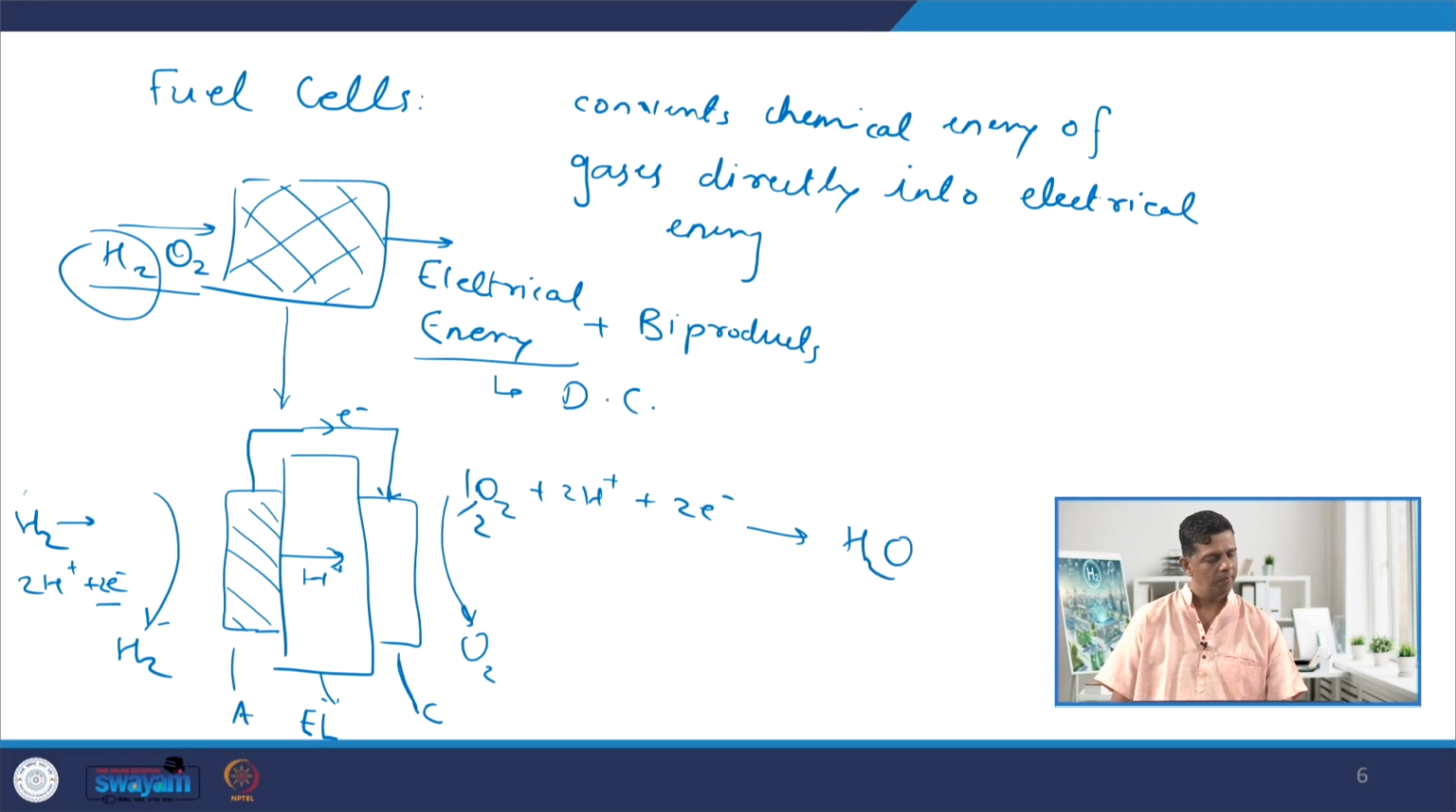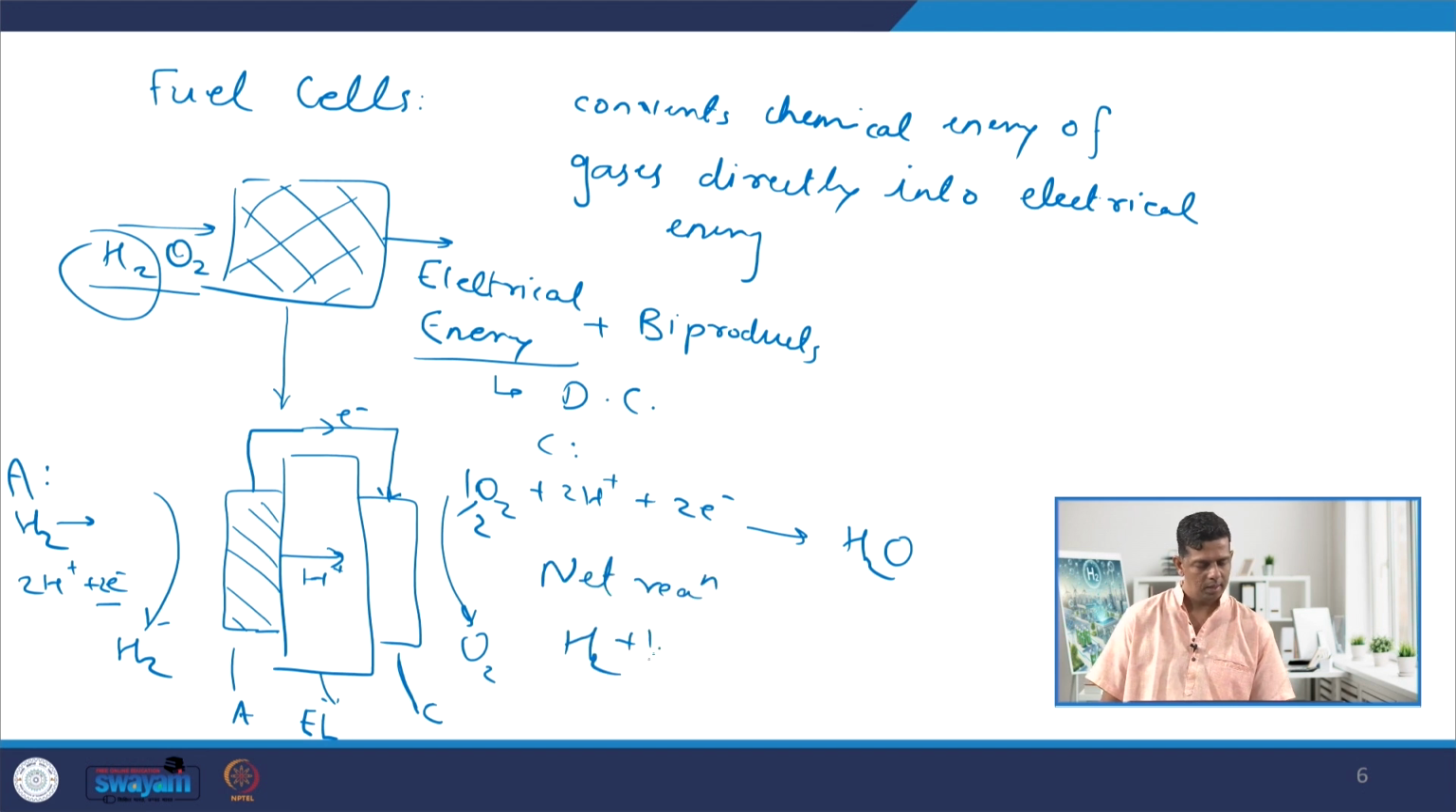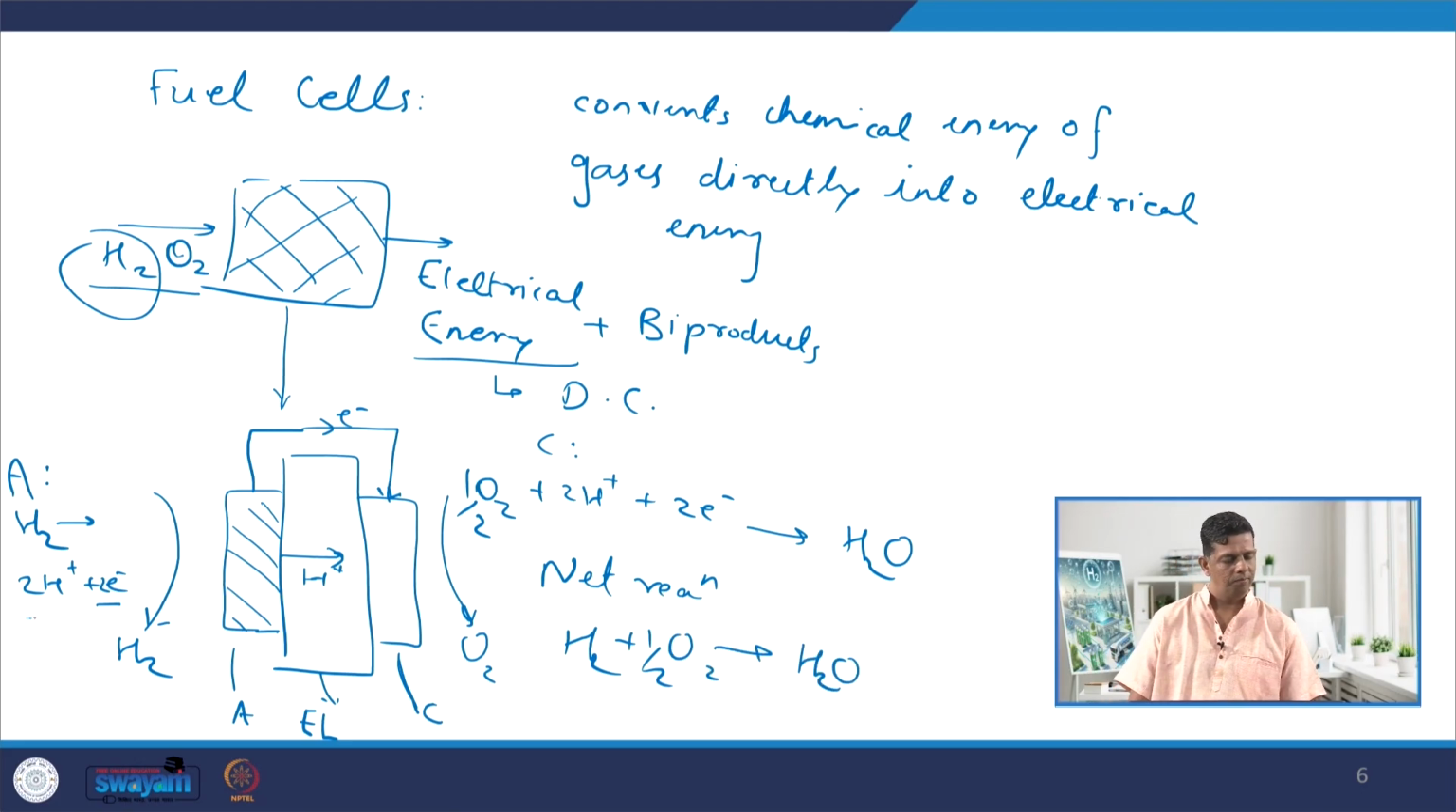So, this is your reaction at anode, this is the reaction at cathode. The complete reaction, or the net reaction, as we have written earlier, is H2 plus half O2 gives water. If we club this reaction and this reaction, the net reaction will still be the same. These reactions occurring at anode and cathode are called half cell reactions.